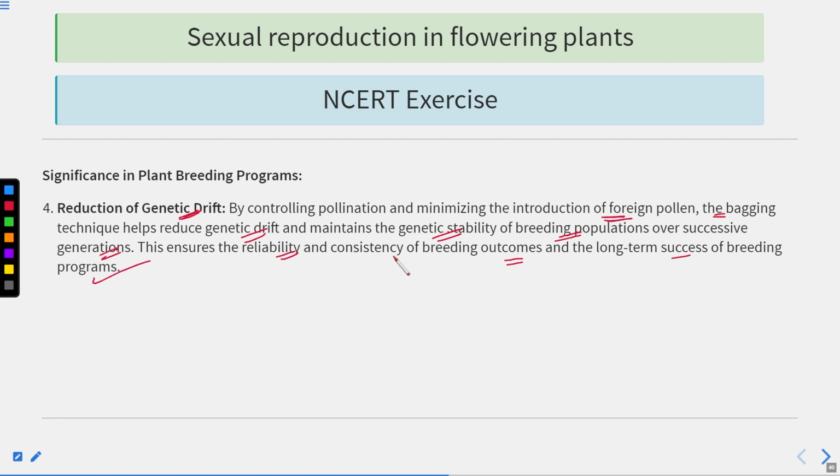So consistency of the breeding outcomes should be maintained whenever we are breeding. So in the next generation, those characters should remain. It should be passed on to the next generation. So if there is a contamination, or there is pollination or fertilization by some other unwanted pollen, then what will happen? Those characters can be lost. So for the long-term success of the breeding programs, this bagging technique is very much important.